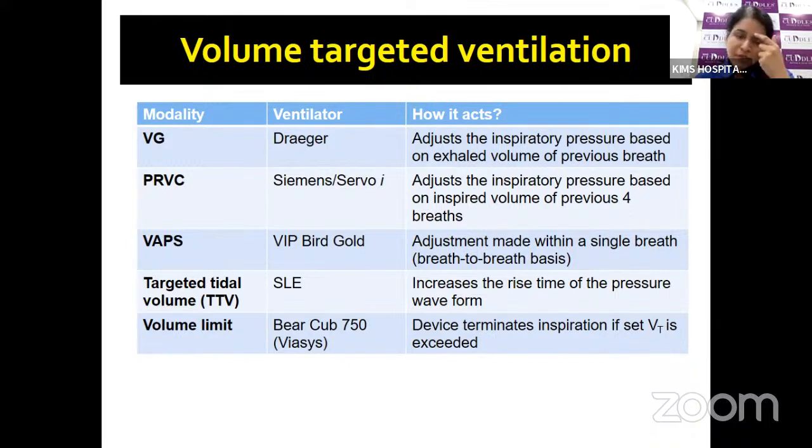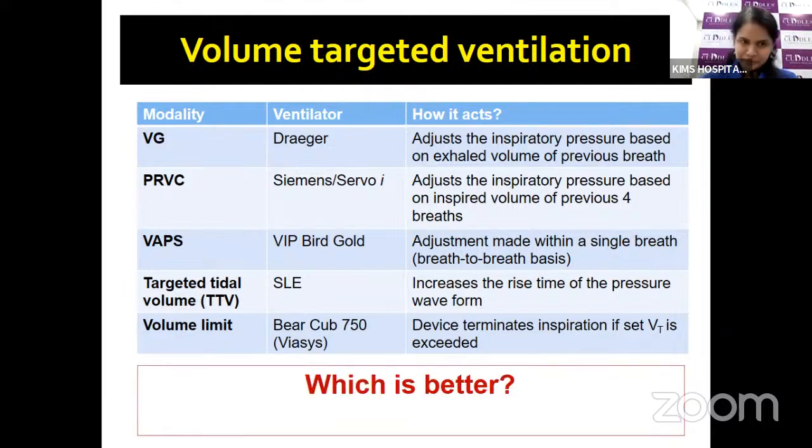Volume guarantee is one of the most popular modes of volume targeted ventilation in newborns and is available with Draeger, a German ventilator. This mode adjusts the inspiratory pressure based on the exhaled tidal volume of the previous breath. Whereas PRVC, which is similar to volume guarantee, adjusts the inspiratory pressure based on the inspired volume, the inhaled tidal volume of the previous 4 breaths. So it works on a moving average of tidal volumes of the 4 previous breaths and not only the 1 previous breath, as volume guarantee does.